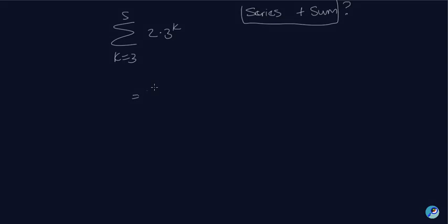So this is 2 times 3 to the k when k is equals to 3, plus 2 times 3 to the k when k is equals to 4, plus 2 times 3 to the k when k is equals to 5. So you see here we have 3 terms: term 1, term 2, term 3.